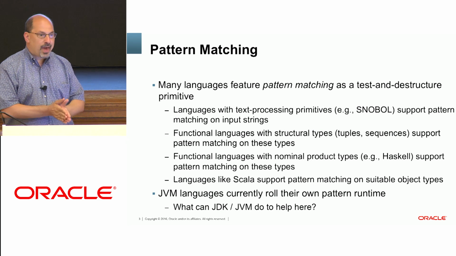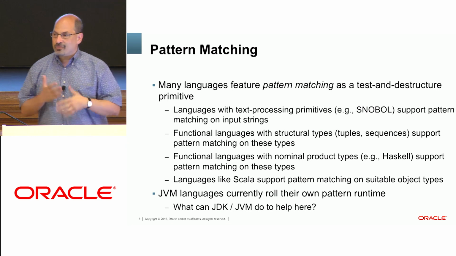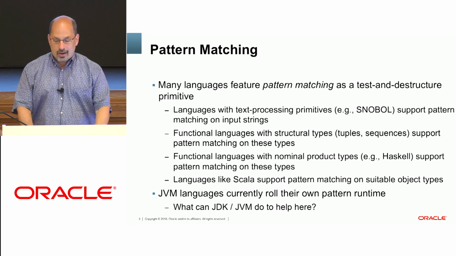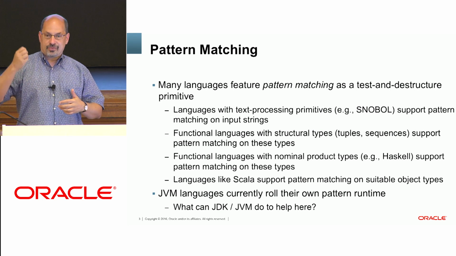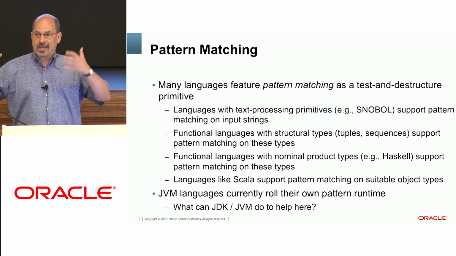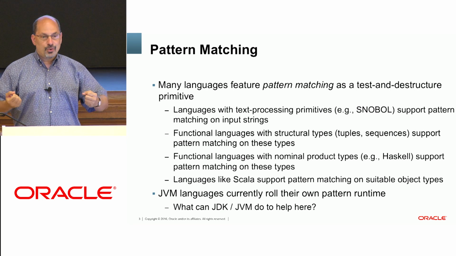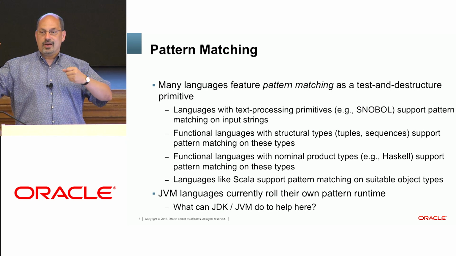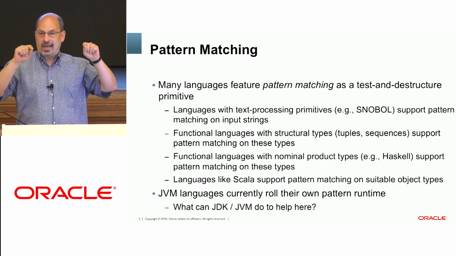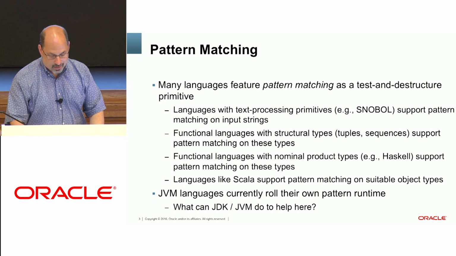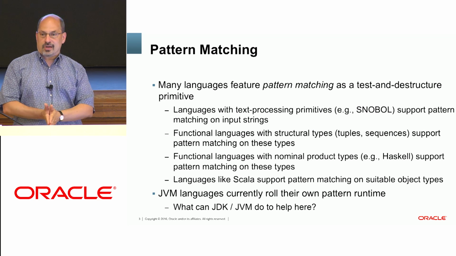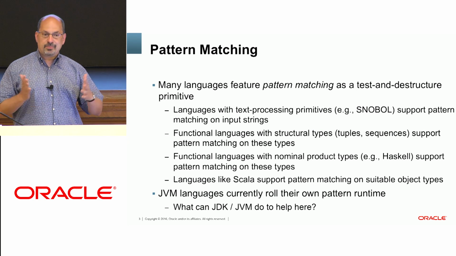You also see pattern matching in functional languages that have nominal data types. So Haskell data classes, which have names: the types have names and the components have names. You can say, is this a pair of X and Y? And if it's a pair, it will bind X and Y to the first and second element. And Scala calls these case classes, basically the same thing.